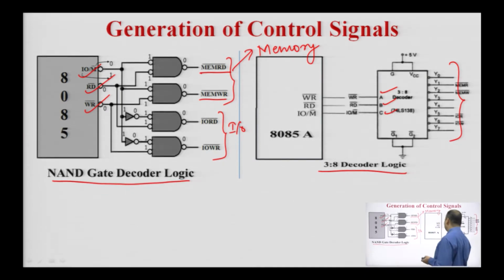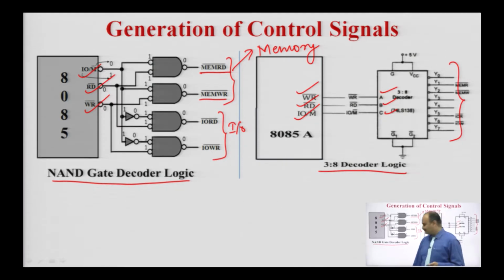The 8085 microprocessor supplies the write control signal, read control signal and input output or memory signal, and these signals are connected to the three inputs of the decoder. Depending on their combination, the decoder activates the active low outputs Y1, Y2, Y5 and Y6, and accordingly the memory read, memory write, input output read and input output write control signals get generated.